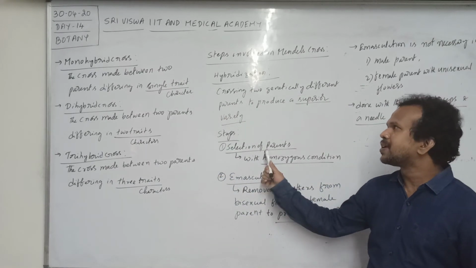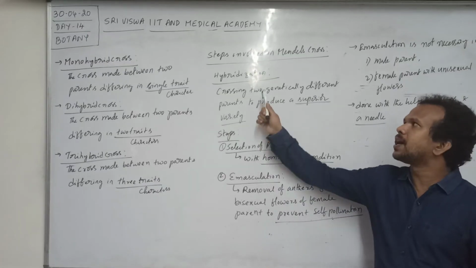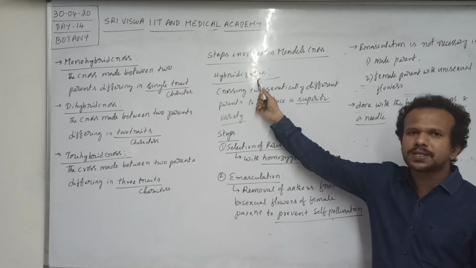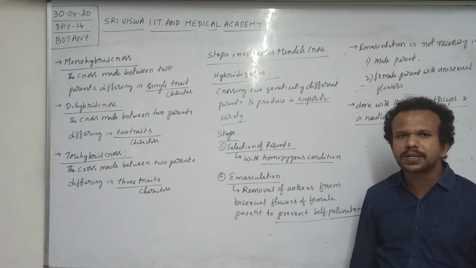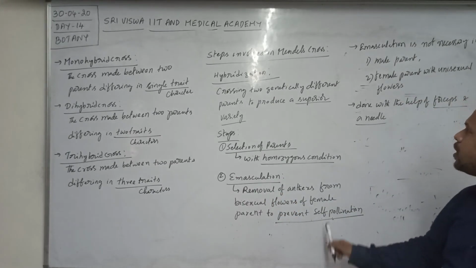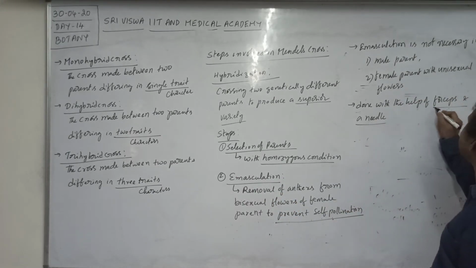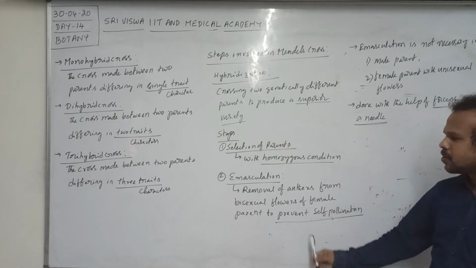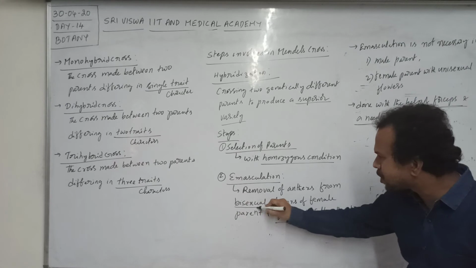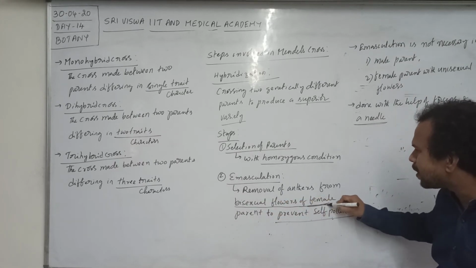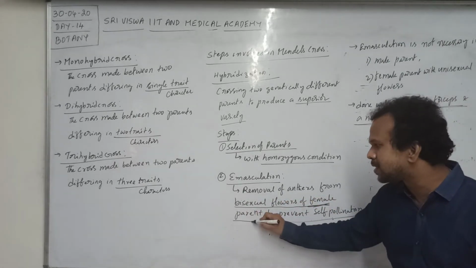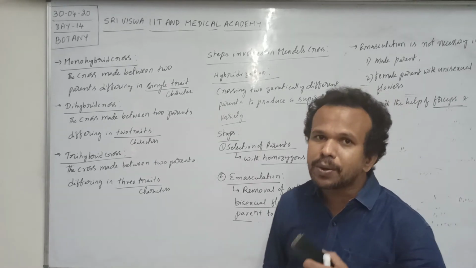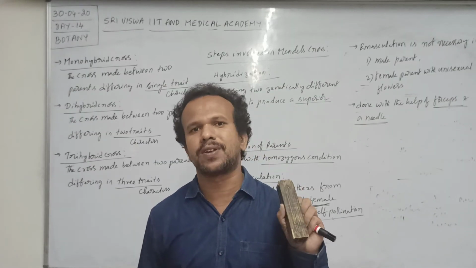There are certain important steps mainly involved in hybridization experiments. The first one is selection of the parents. Second one is emasculation, which is done with the help of a forceps and needle. Emasculation is necessary in bisexual flowers of the female parent. It is necessary in the female parent if the female parent produces bisexual flowers.